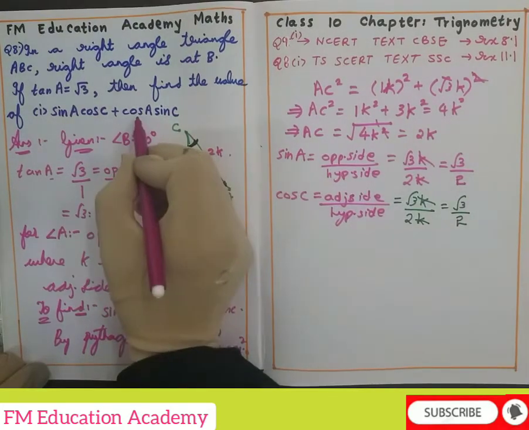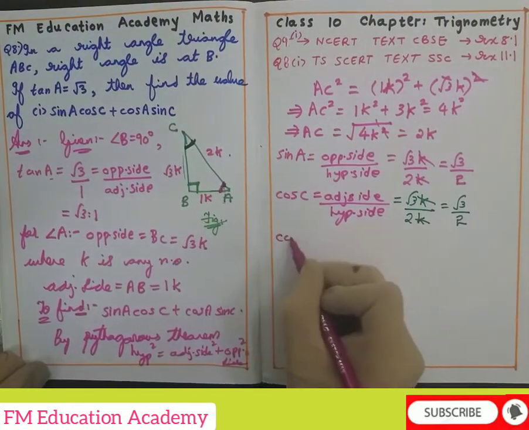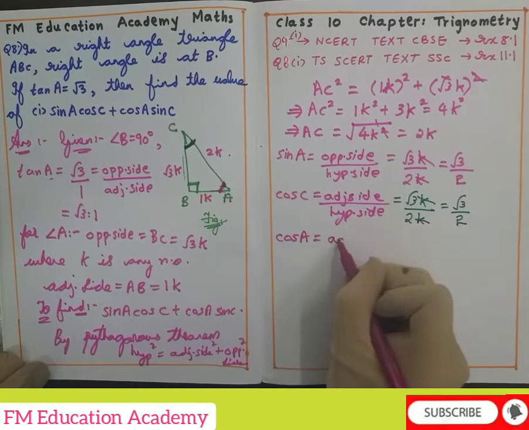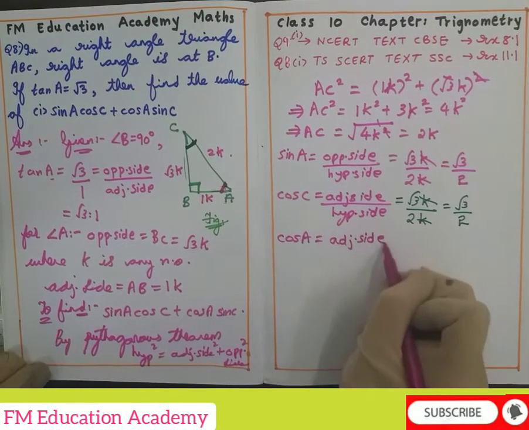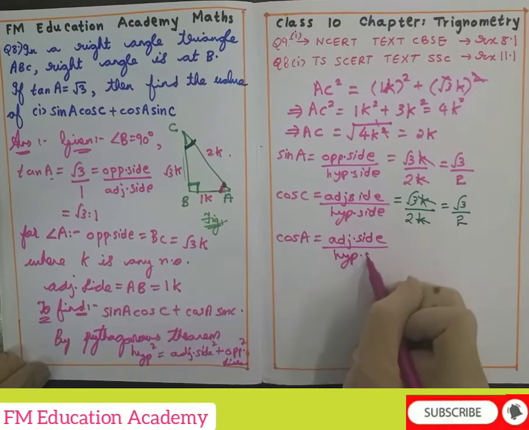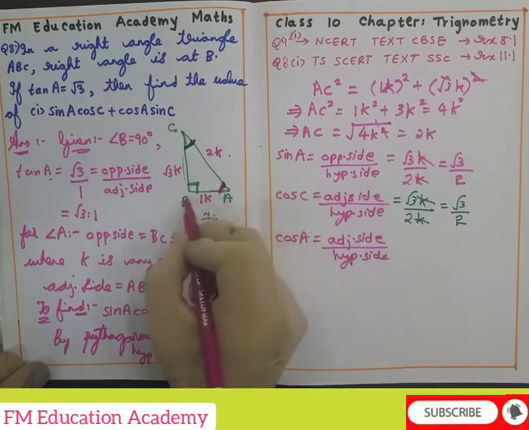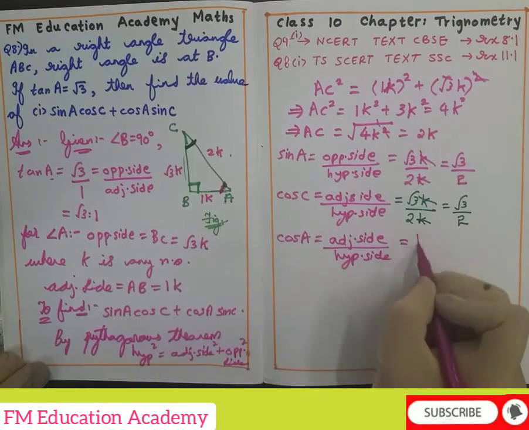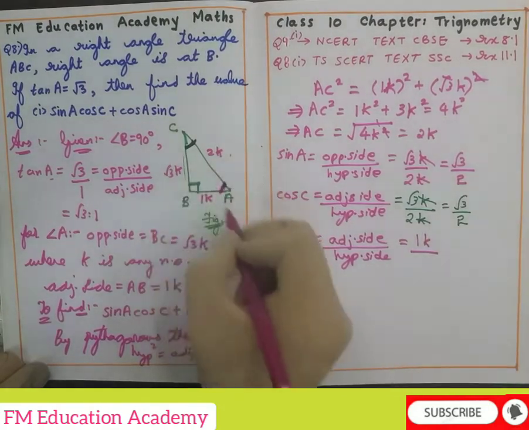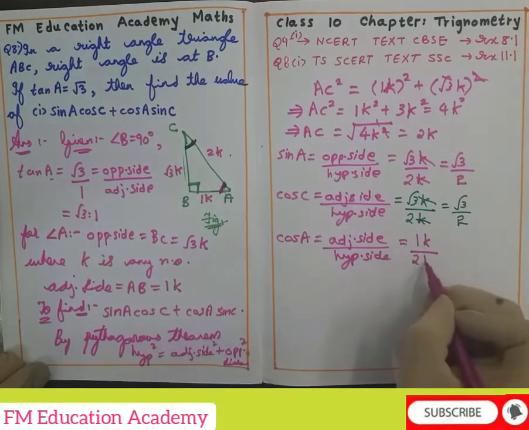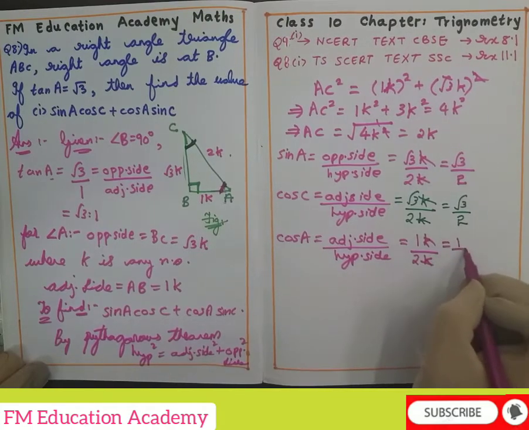Now it is asking us cos A. So the cos A formula is again the same formula, adjacent side by hypotenuse side. Now for A, we have to consider this. The A adjacent side is AB, that is nothing but 1k, and the hypotenuse side is AC, that is nothing but 2k. So here k and k are getting cancelled, we are left with 1 by 2.